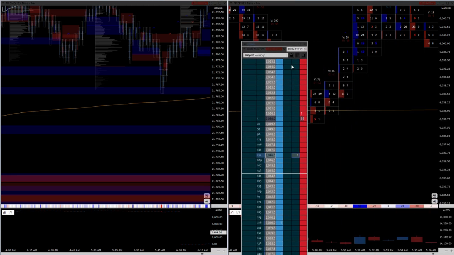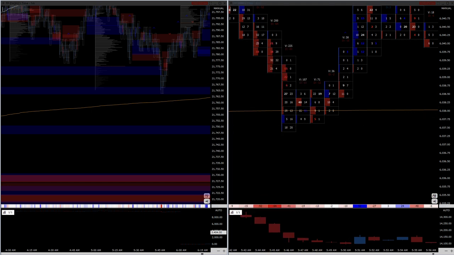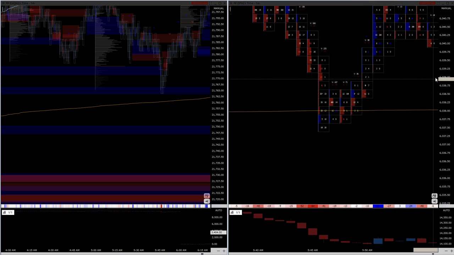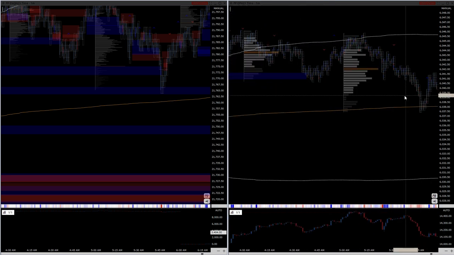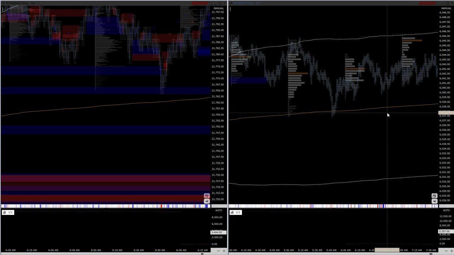Just think about the footprint as these two columns, right? So keep that in mind. There has to be a passive buyer and passive seller to fill these market orders. That's what they're hitting into the bid, hitting into the ask.